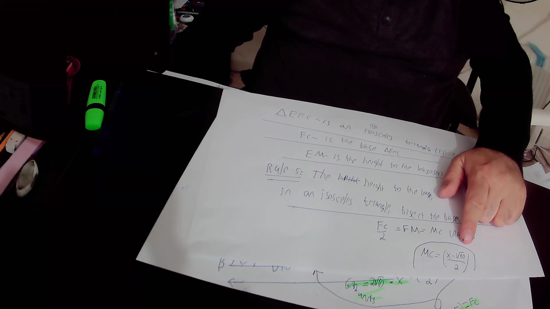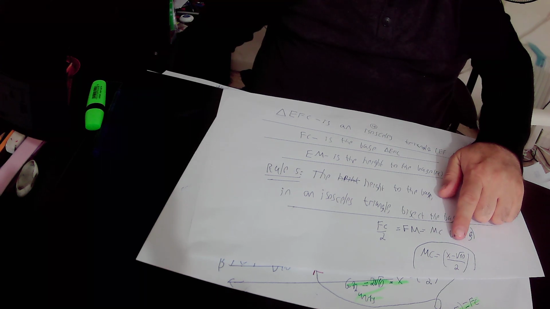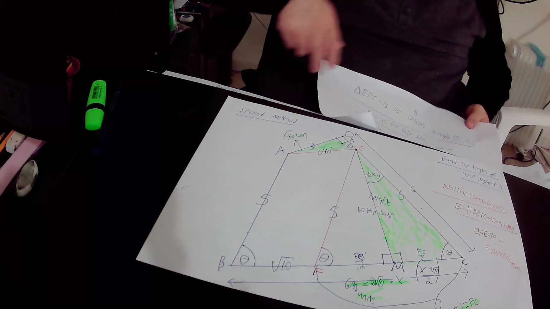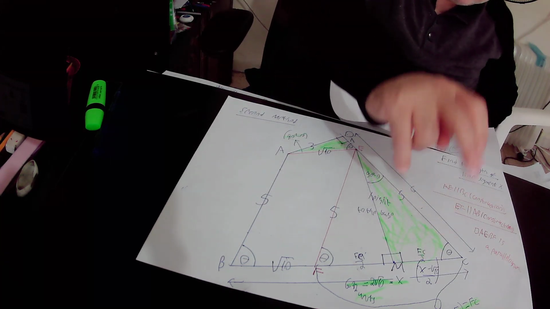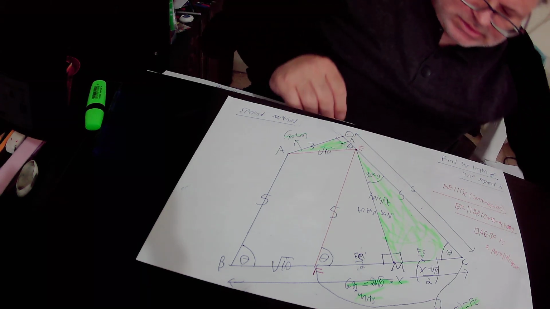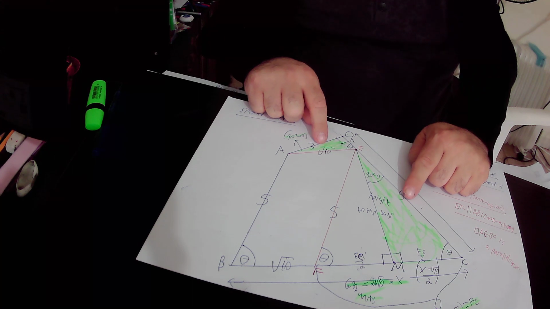So Fc over 2 equals MC. Fc is x minus square root of 10, and if we divide it by 2, we will get MC. In conclusion, we found out that MC equals x minus square root of 10 over 2. So here MC equals x minus square root of 10 over 2. Then we proved that those two right green triangles are similar to each other.